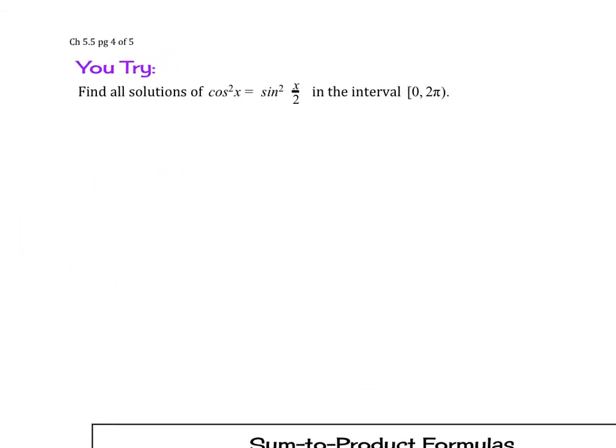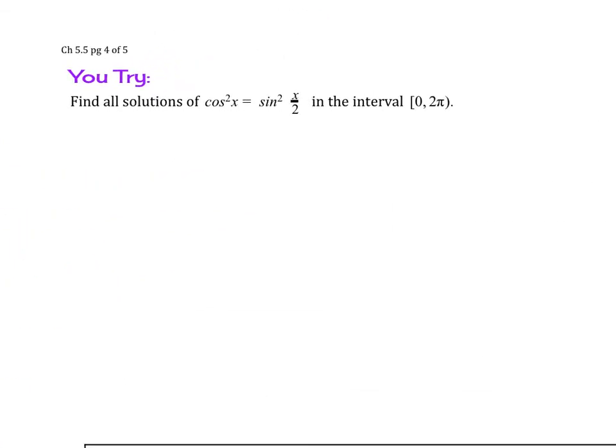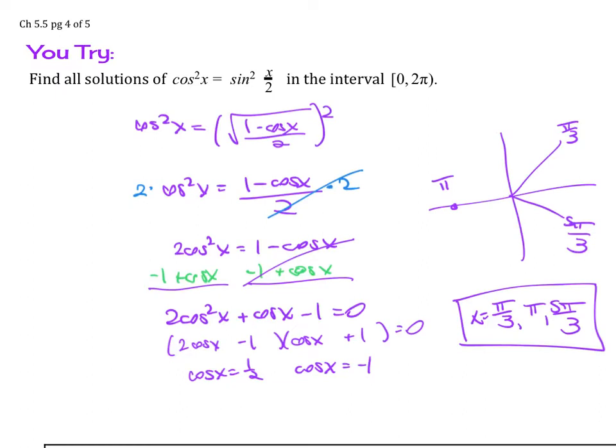So try this example. Find all solutions of cosine squared of x equals sine squared of x over 2 in the interval of 0 to 2 pi. Okay, if you try this out, plugging in the half angle formula, so you use square root of 1 minus cosine of x over 2, you square it so that gets rid of the square root. Then you multiply both sides by 2, set it equal to 0. So you find when is cosine of x equal a half and cosine of x equals negative 1. And then you see that's true when x equals pi over 3, pi, and 5 pi over 3.